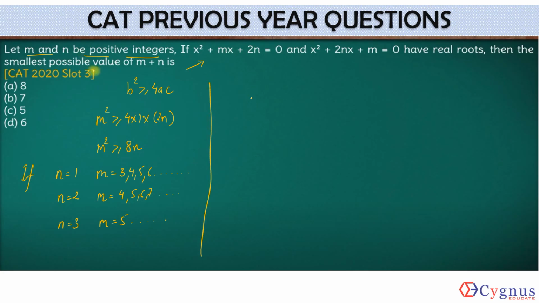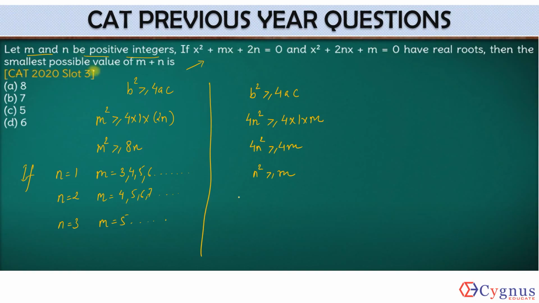Let's look at the other one. x square plus 2nx plus m have real roots. So in that case, again, b square should be greater than or equal to 4ac. Now, what do we get b here? It's 2n. So 2n square will give you 4n square, greater than or equal to 4 into 1 into m. So 4n square has to be greater than or equal to 4m, or n square is greater than or equal to m.